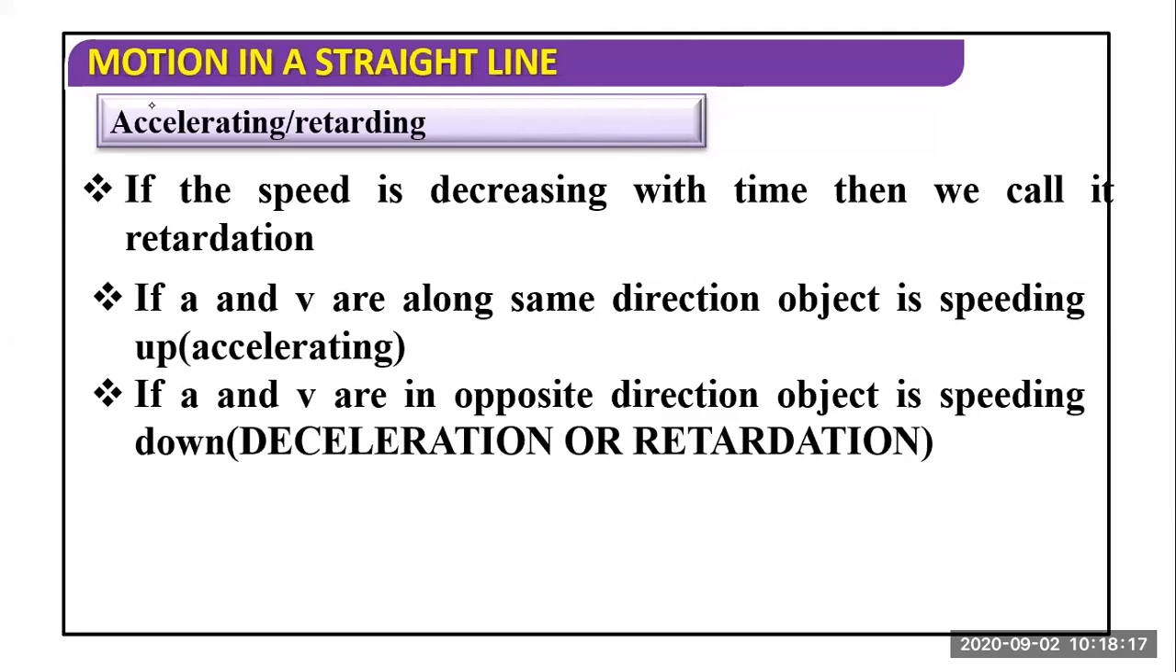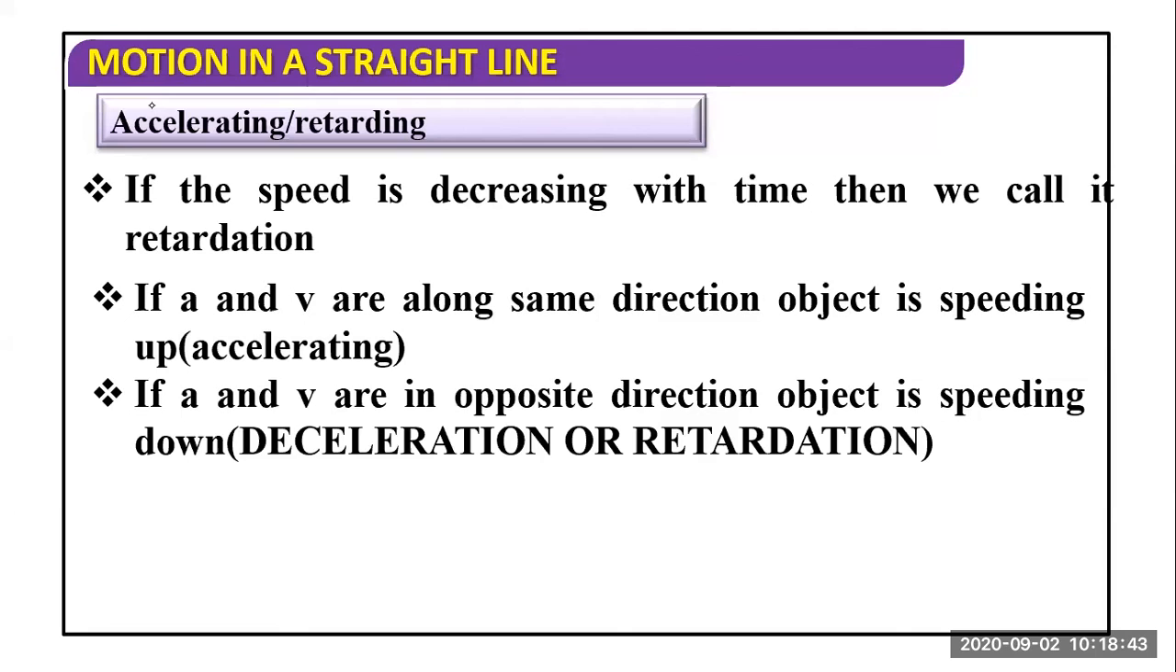When you have acceleration and velocity in the same direction, then it is called accelerating, and the speed of the object is increasing. For example, suppose speed is 2 meter per second and acceleration is 4 meter per second square, both are positive, then what will happen? The speed of the particle will increase.